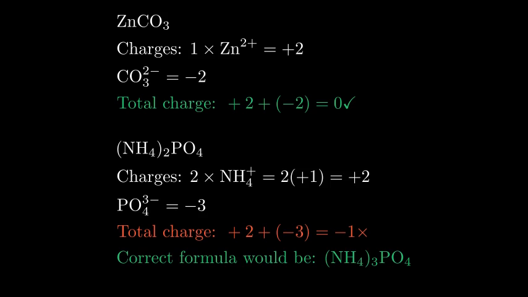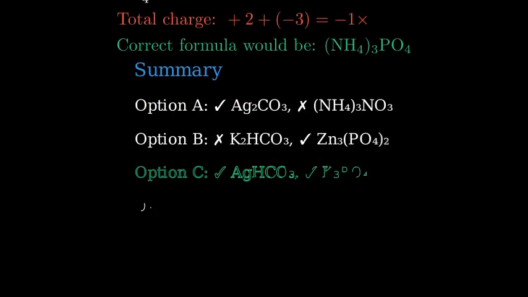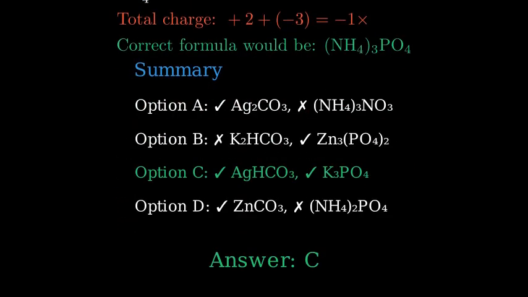For ammonium phosphate, we have 2 ammonium ions, each with a charge of +1, giving a total positive charge of +2. The phosphate ion has a charge of -3, so we have a net charge of -1, which means this formula is incorrect. The correct formula should be (NH4)3PO4 with 3 ammonium ions. After checking all options, we can see that only option C has both formulas correctly balanced.